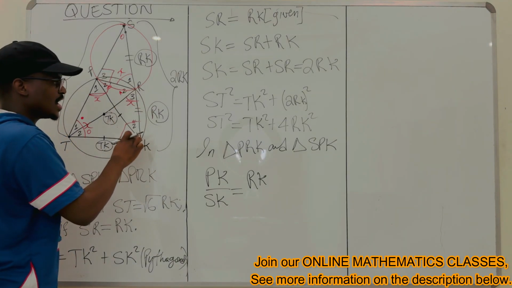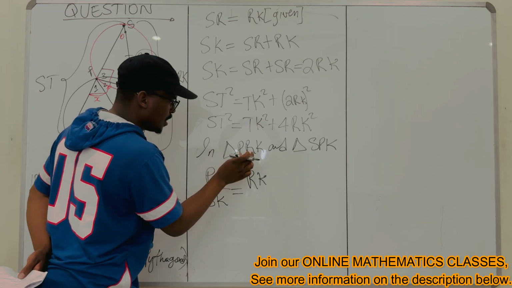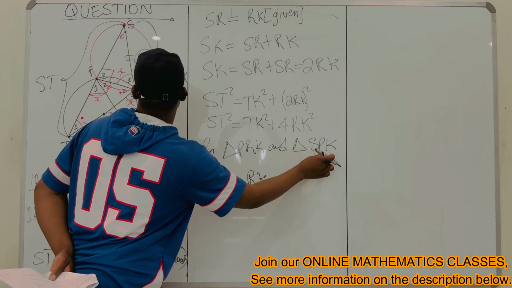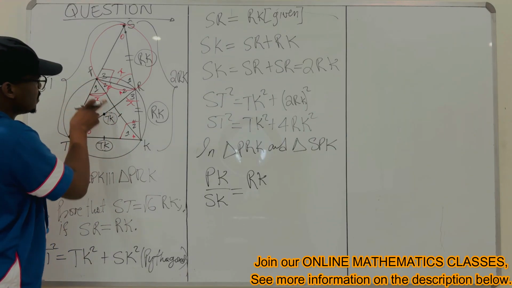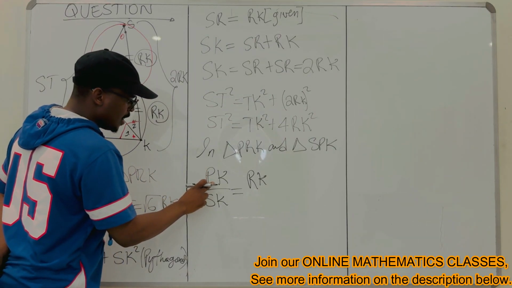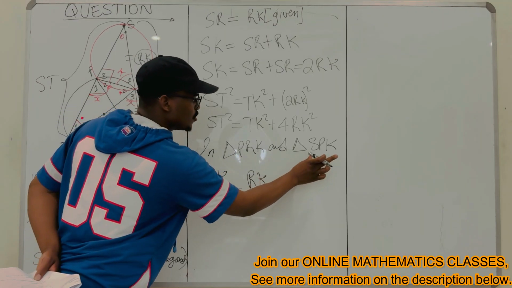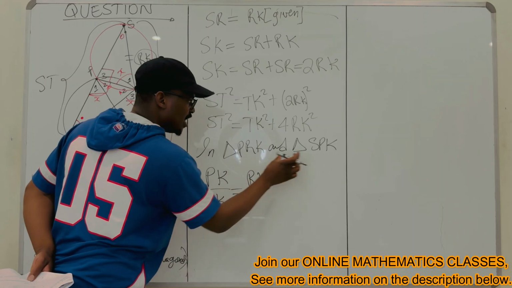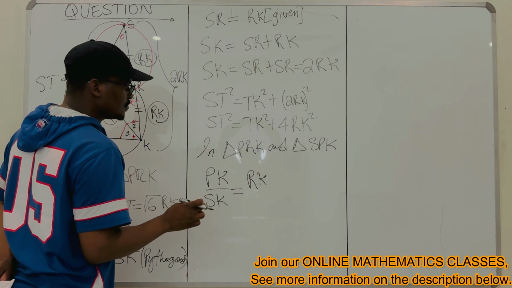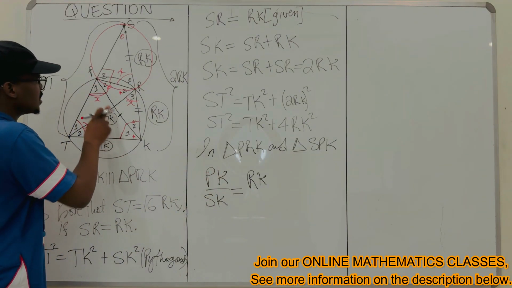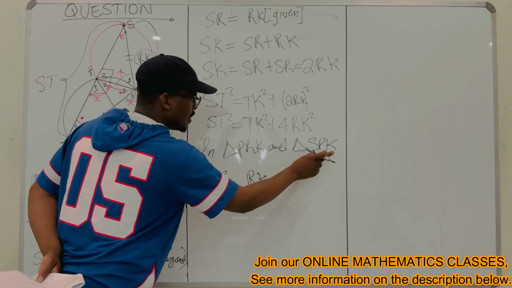What does RK of the small triangle correspond to? The small triangle is this one. RK corresponds to PK, this side here. Because look, PK of the small triangle, there is your P, there is your K, corresponds to SK, there is your S, there is your K. Look at the position of PK and the position of SK. On the small triangle, you look for your PK and say it corresponds to SK, right?